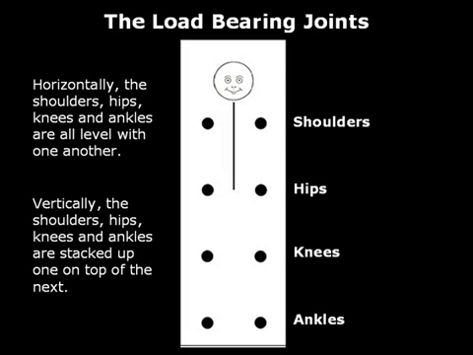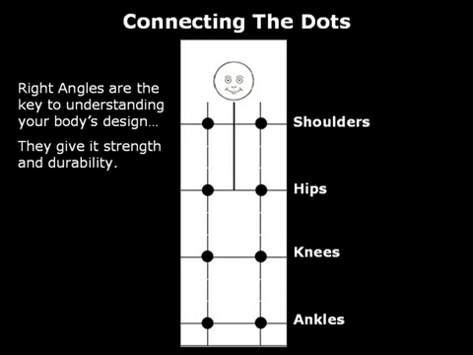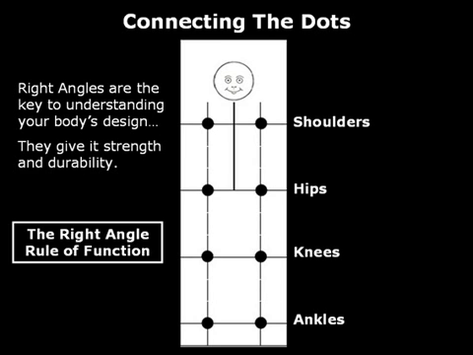Now if we were to draw straight lines through those horizontal load bearing joints and down through the verticals, what we would get are a series of right angles or a grid emerging. And right angles are the key to understanding your body's design because they give it strength and durability. And we call this the right angle rule of function.